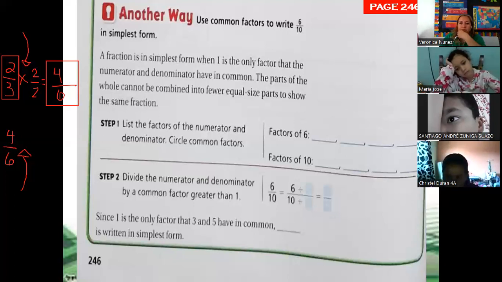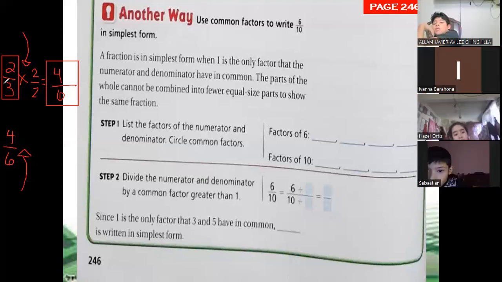The opposite operation of multiplication is division. The opposite operation of addition is subtraction. The opposite operation of subtraction is addition. And the opposite operation of division is multiplication. Very, very simple. And I said mathematical operations. Some of you say 4. 4 is not an operation. 6 is not an operation.